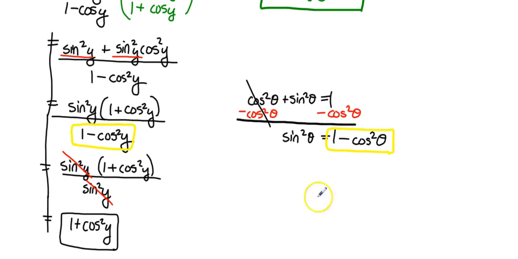Last example for today's notes, number 71. 71 says 3 divided by secant of x minus tangent of x. Once again, the directions are to rewrite this expression so that it is not in fractional form.